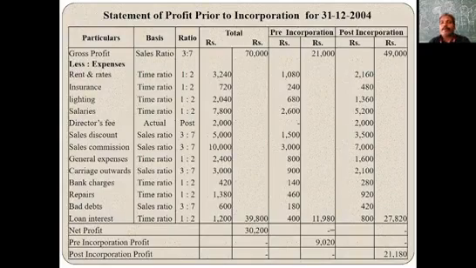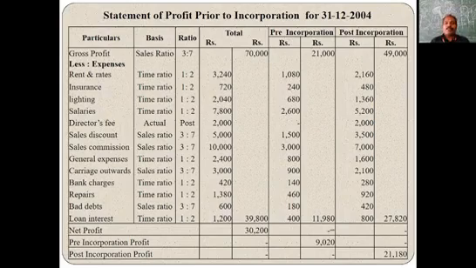Then statement of profit prior to incorporation for the year 31/12/2004. So they have given lots of information. So each and every category we should allocate properly. So particulars, basis, ratio, total 2 rupees columns, pre-incorporation 2 rupees column, post-incorporation 2 rupees columns. At the top, as usual, gross profit, sales ratio 3:7. Total amount is 70,000. The 70,000 is allocated on the basis of 3:7, 21,000, 49,000 respectively for pre-incorporation and post-incorporation periods.